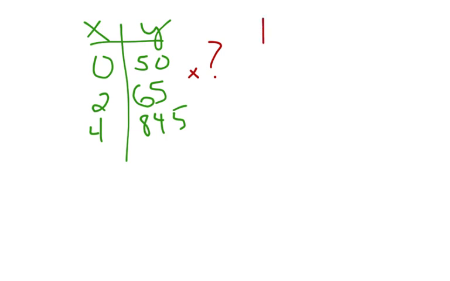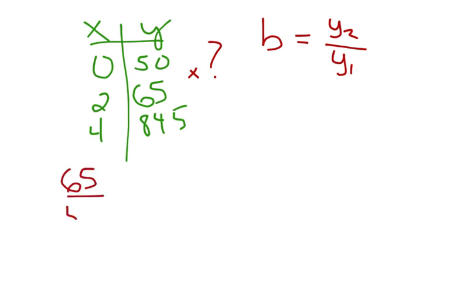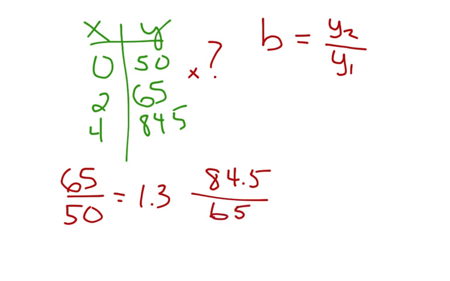So b, which is again the base of the exponential, you can figure out by taking the second y value and dividing by the first y value. So 65 divided by 50 is 1.3. Now to check to see if it's exponential, is 84.5 divided by 65 also 1.3? If I type that in my calculator, guess what? Lo and behold, it is 1.3. So after 6, I could continue the pattern, times it by 1.3, and I'm going to get the value of 109.85. So yes, it is exponential.